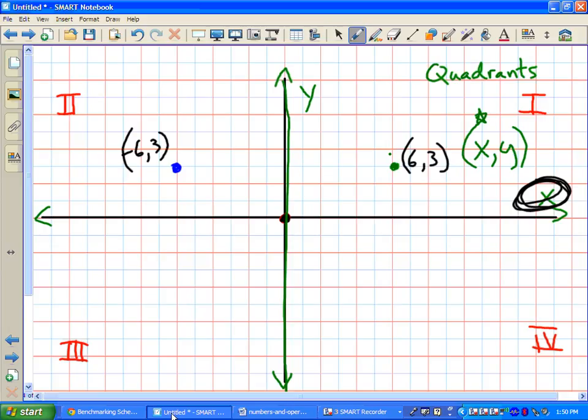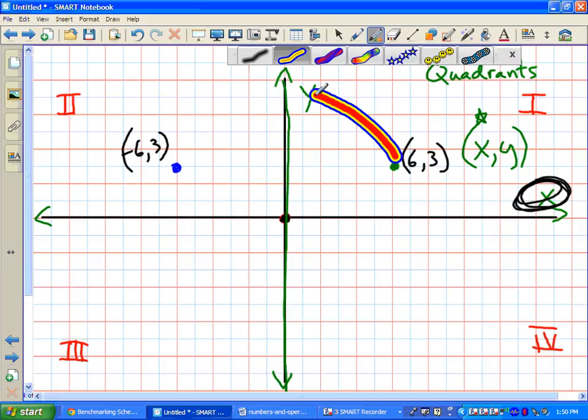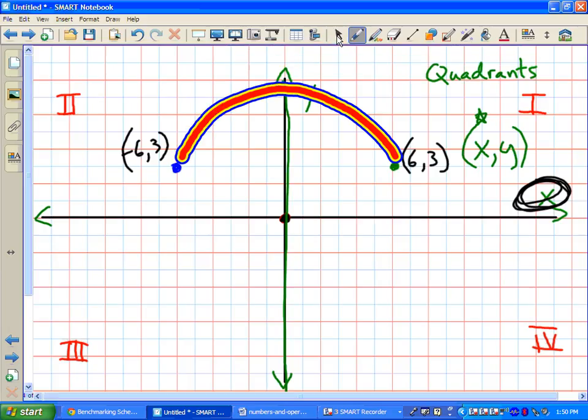So basically, we just jumped over y like this. Ready? You jump over y. Jump over, and that's called a reflection over the y-axis. Alrighty, so that's what a reflection looks like, and our quadrants and all that fun stuff.